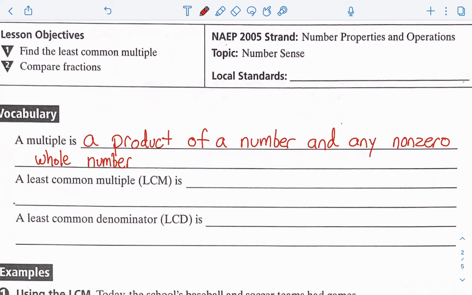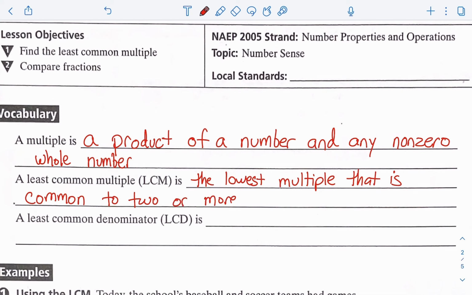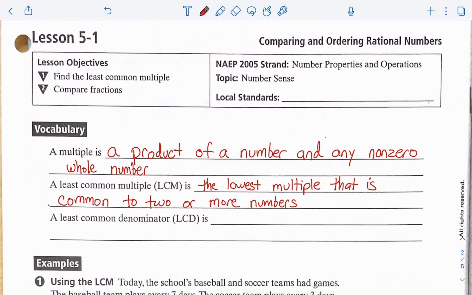All right, a least common multiple is the lowest multiple that is common to two or more numbers. So the least common multiple is going to be the lowest multiple that is in common for both numbers that you're comparing, okay? Or if you're comparing 3, it's going to be the smallest number that is a multiple of all 3 of those numbers. So there's a couple different ways we can do this.